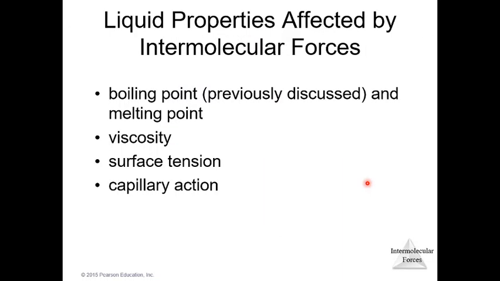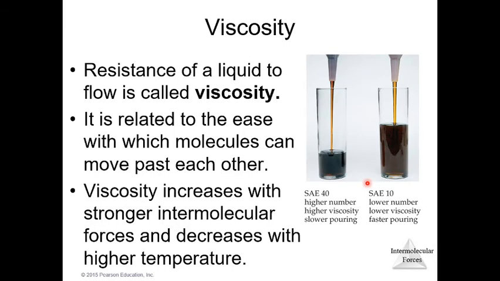So there are so many properties we've talked about that are affected by intermolecular forces. We've already talked about boiling point and melting point. Next we'll talk about viscosity, surface tension, and capillary action. Viscosity is a measure of a liquid's resistance to flow. So if you flow easily, you have low viscosity. If you don't flow easily, you have high viscosity.